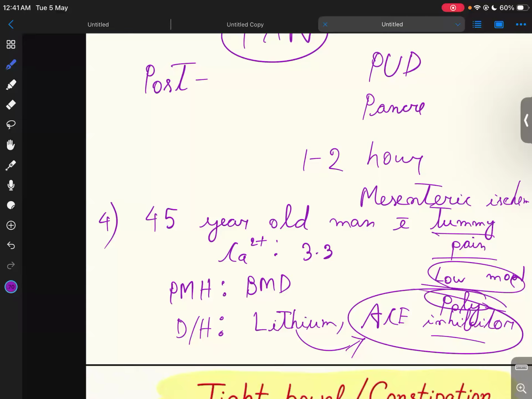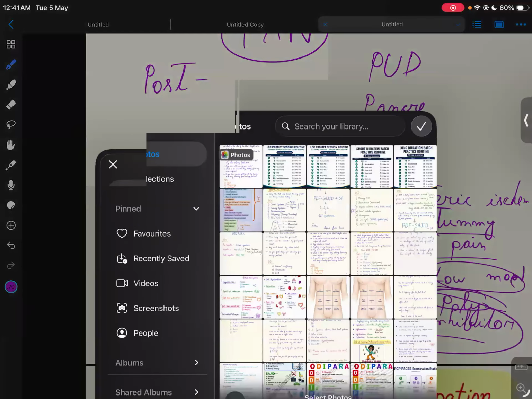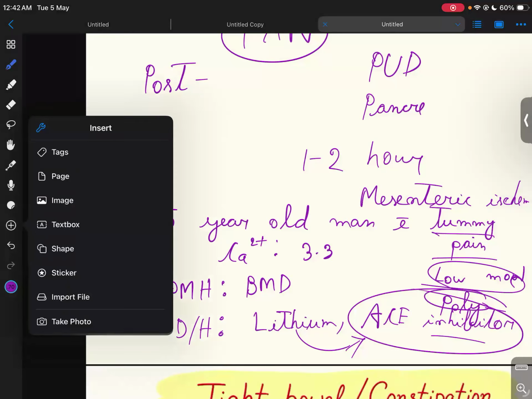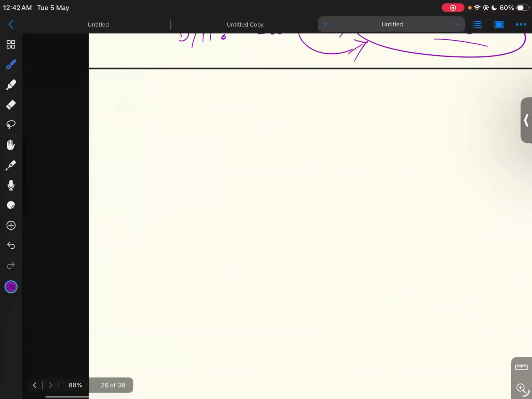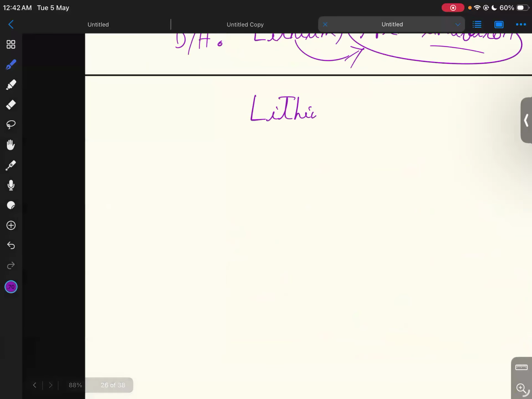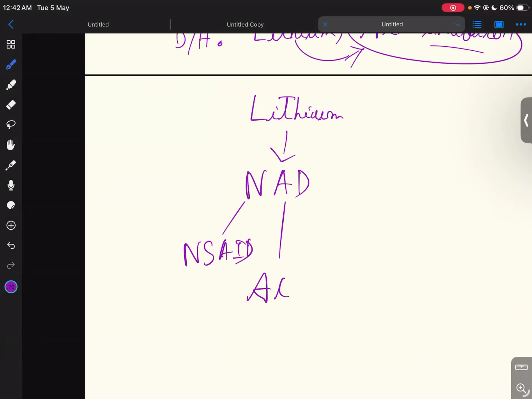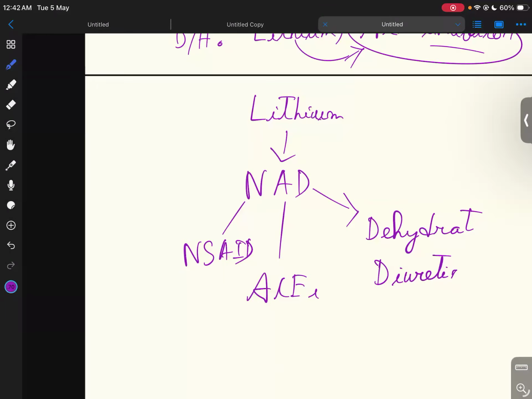You can remember a mnemonic for lithium toxicity. The mnemonic is NAD: no abnormality detected. Here N stands for NSAIDs, the painkillers. A stands for ACE inhibitor. And D stands for dehydration, also diuretics. That I term no abnormality detected.